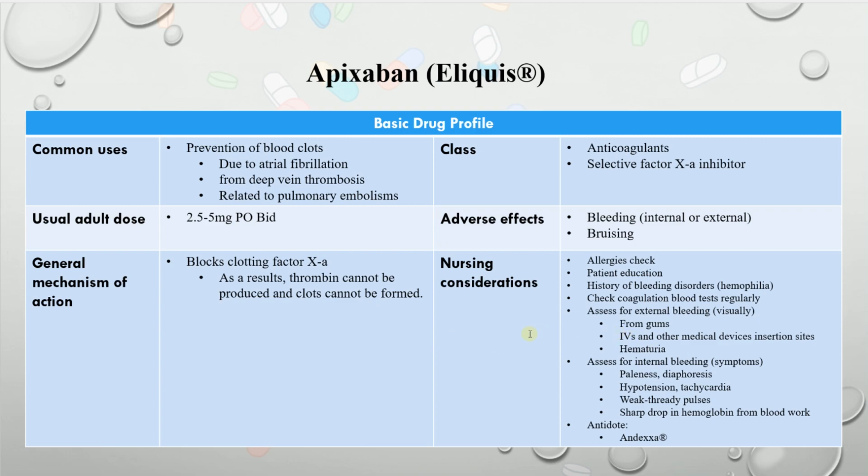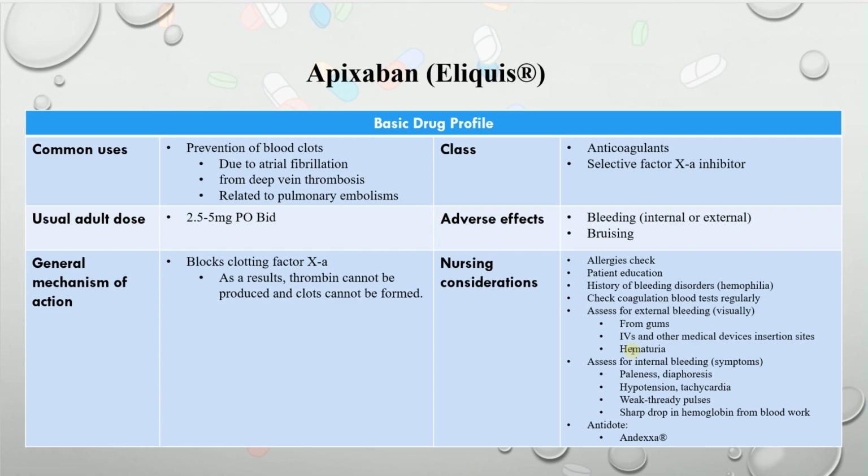Now, assessing for external bleeding visually is a little bit more straightforward, especially when it comes to bleeding from the gums, from IV insertion sites, or from any other medical device insertion sites, such as your Foley catheters, hematuria. If you start to see that the urine from the Foley catheter starts to become pink and red, then that is a good sign for you to know that the patient is experiencing bleeding.